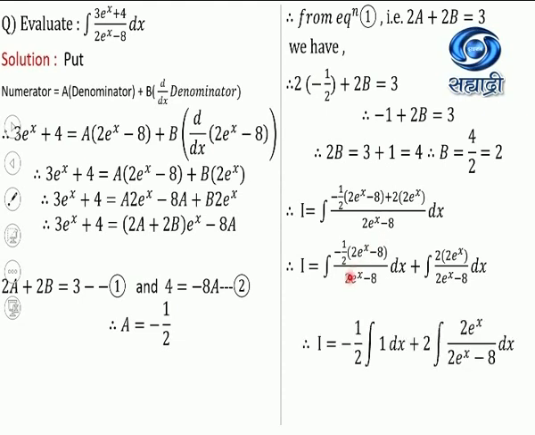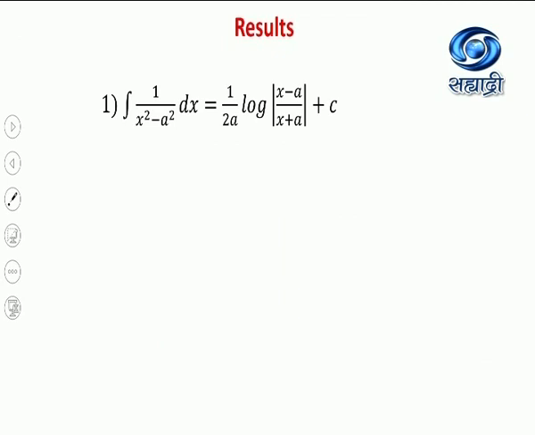So both these terms will get cancelled and here you can see that we can use integration f dash of x upon f of x dx is log mod f of x plus c. So integration of this is what? Minus 1 by 2 into x plus 2 into log mod 2e raised to x minus 8 plus c, and this is your final answer. Let us see some results now.